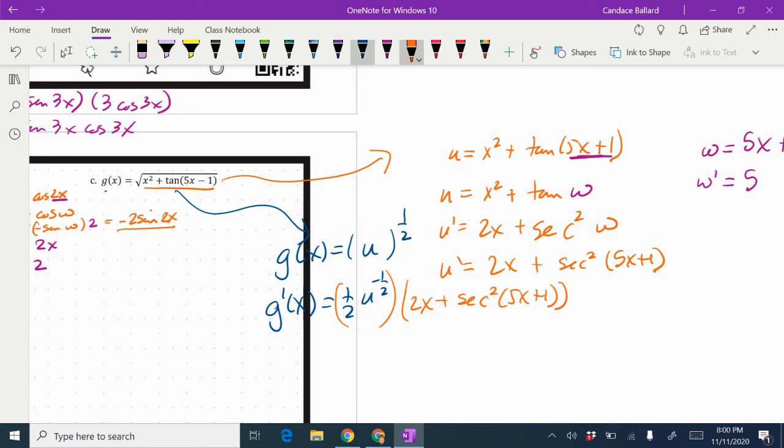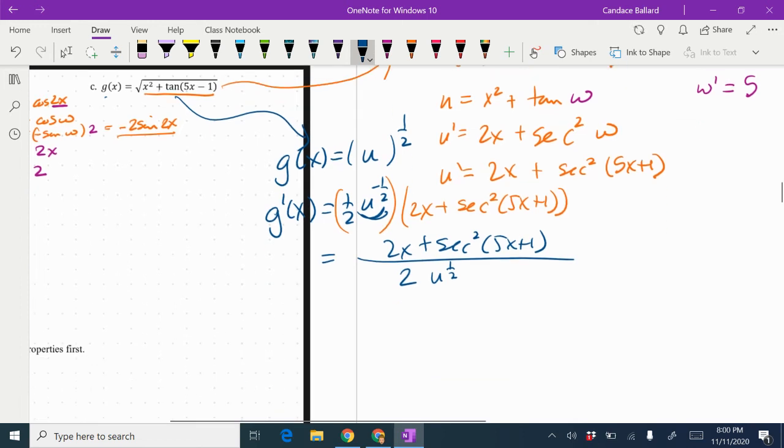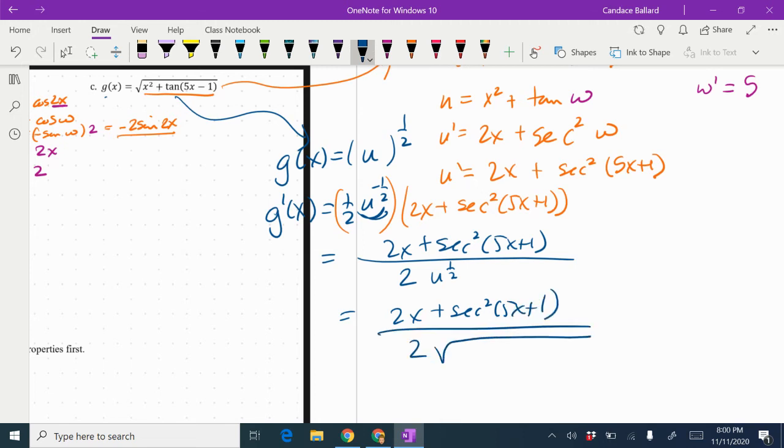Now g prime of x equals 1/2 u to the -1/2 times my inside function, which is the 2x, the derivative of the inside, secant squared times 5x plus 1. Now before I replace my u, I'm going to move this back down to the denominator because negative wants to go downstairs. The numerator is going to stay exactly the same, 5x plus 1. And then when I've moved that down, I'm also going to put it back into a square root. You don't have to. And then we're going to replace our u, which was this here. So x squared plus tangent of w.